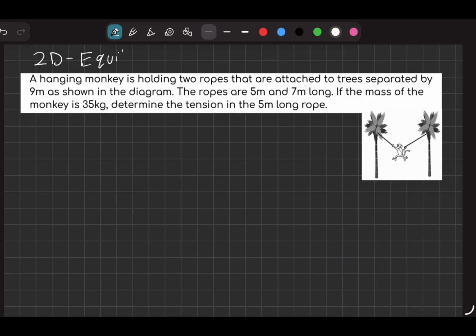Welcome back to another video with Jacob, and today we'll be taking up 2D equilibrium. Below we have a simple example, and while I read the question, I like to physically draw out the dimensions so I get a better idea in my head.